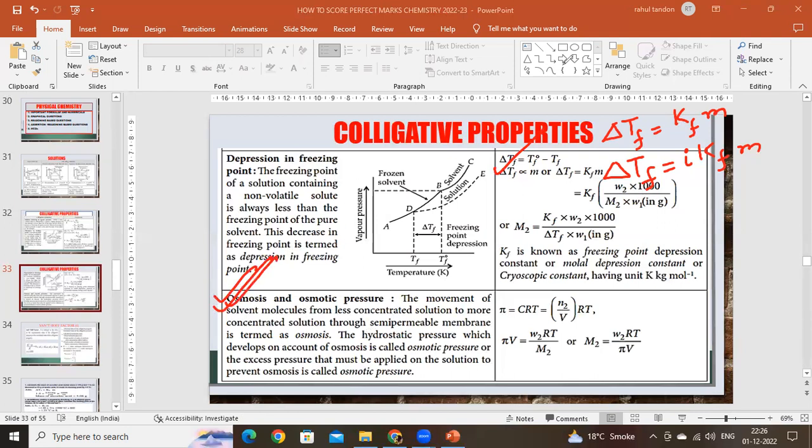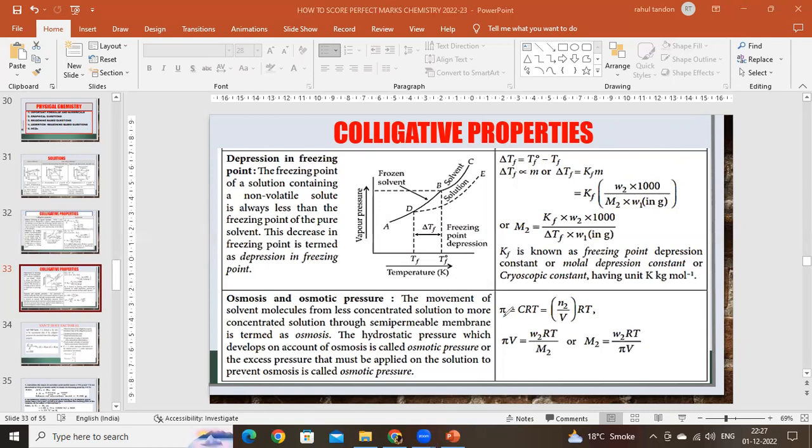When I'm talking about osmotic pressure, the most important thing is when exactly we are supposed to call any solution an isotonic solution. Of course, isotonic means which has similar osmotic pressure. They are called isotonic solutions.